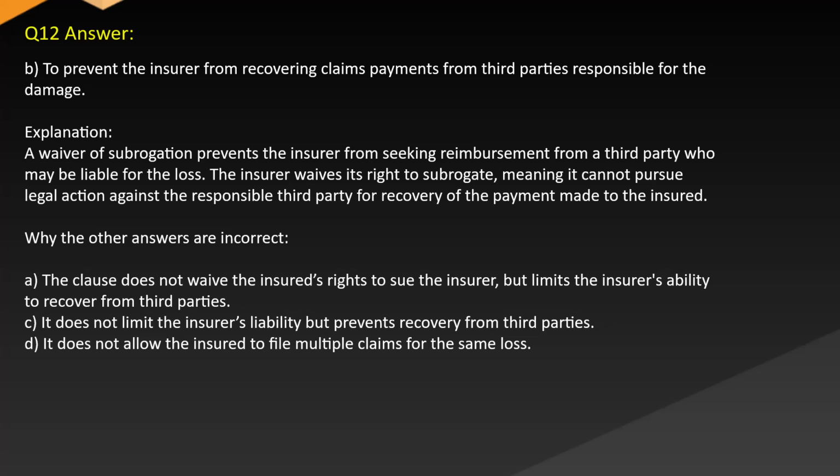Answer: B. To prevent the insurer from recovering claims payments from third parties responsible for the damage. Explanation: the waiver of subrogation prevents the insurer from seeking reimbursement from a third party who may be liable for the loss. The insurer waives its right to subrogate, meaning it cannot pursue legal action against the responsible third party for recovery of the payment made to the insured.